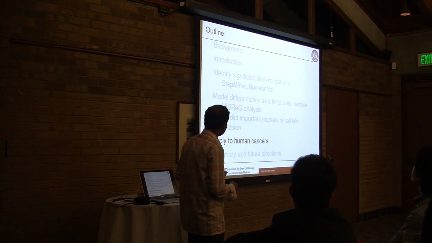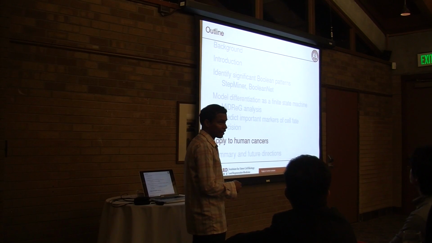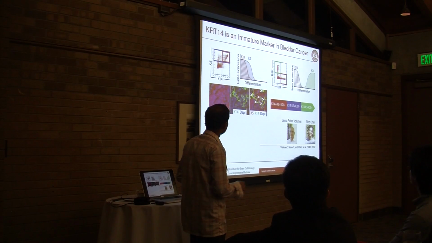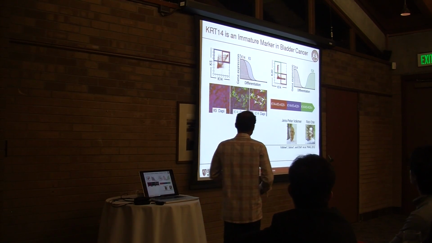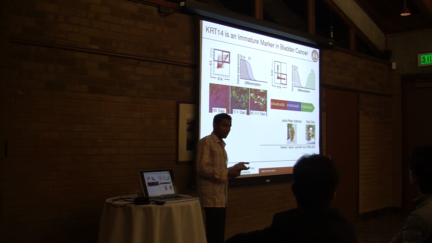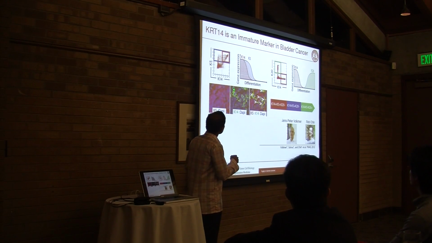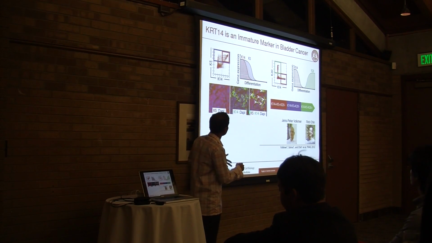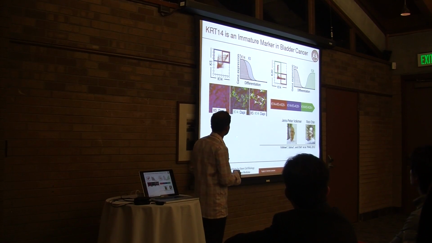Okay, so how can we apply the same concept in cancer? You can think about the process of differentiation. This is an example from bladder cancer. You can simply imagine that the cancer cell also differentiates, and there is a process of differentiation within cancer. In bladder cancer, we knew certain markers before we did this experiment.